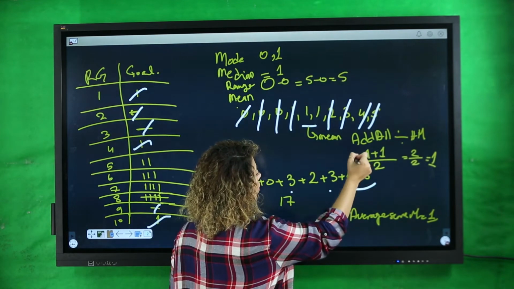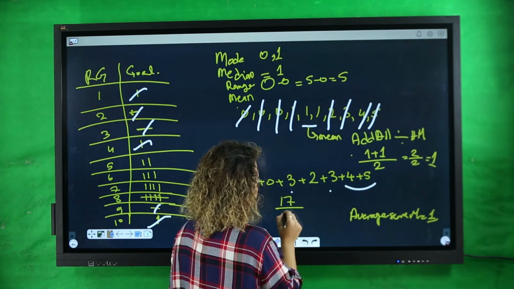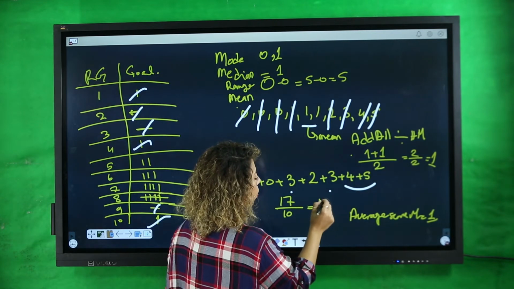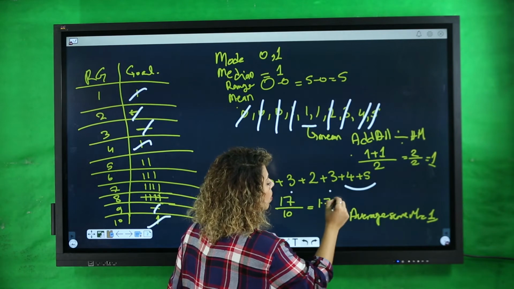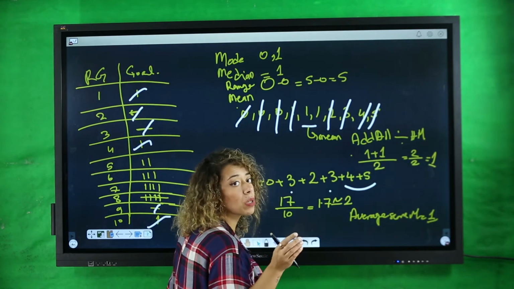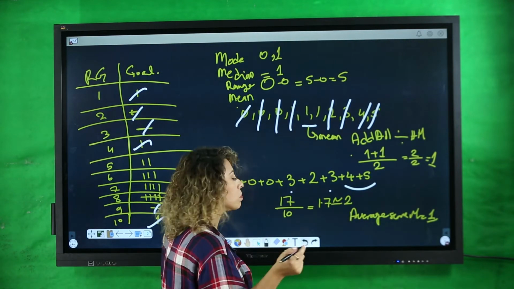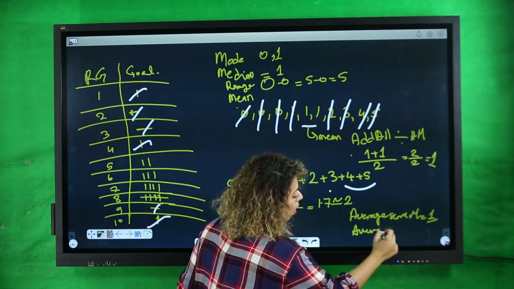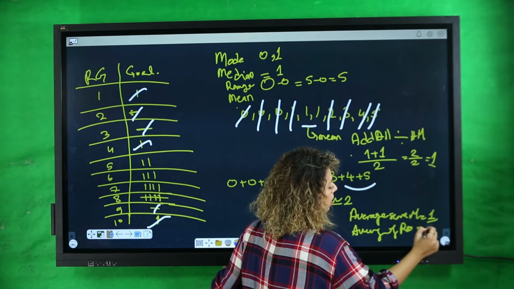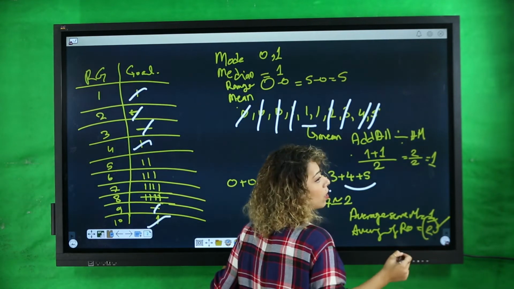What about divided by how much? Over 10, which is 1.7. So when we approximate it, it's going to be almost 2, because we said a goal is 1 or none. So it's going to be 2. So the average of Ronaldo is 2, which is better than Messi, and he wins.